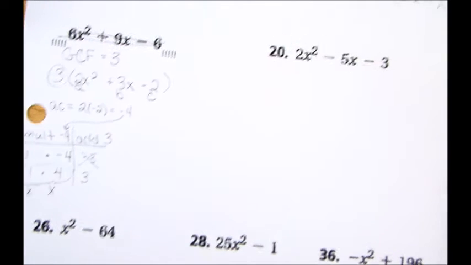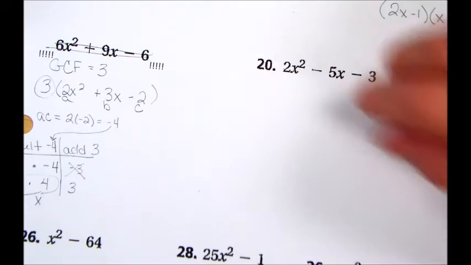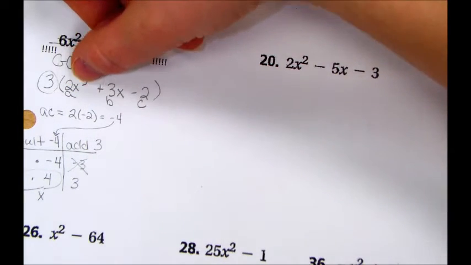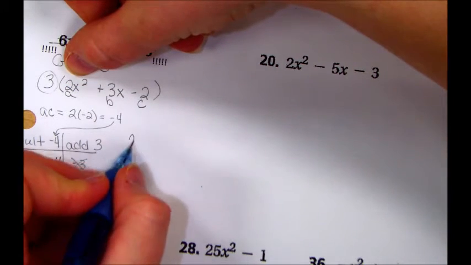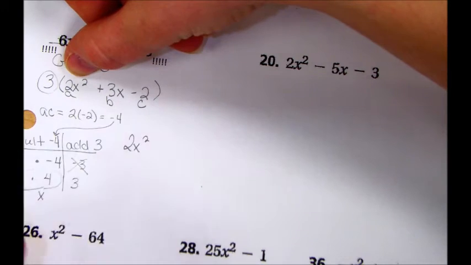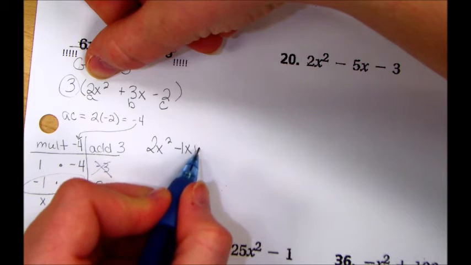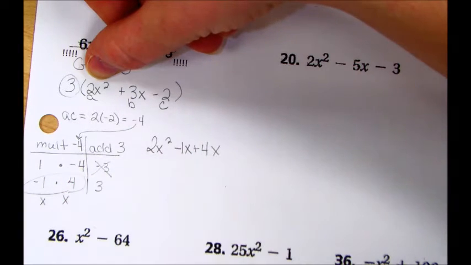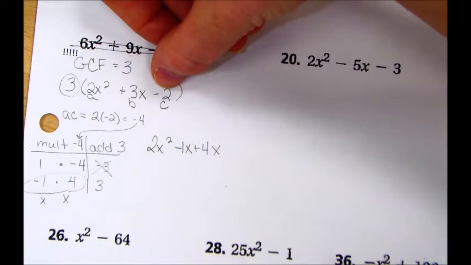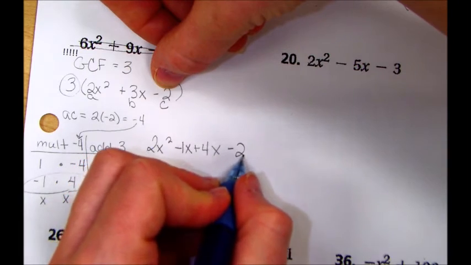Now it's time to rewrite. So we're right here, right? We had that 3 out in front. Don't forget him later on, but right now we're going to do 2x squared, and now we're going to plug in these two middle terms, minus 1x plus 4x. So we don't do this middle term, and then minus 2 in the back comes down.